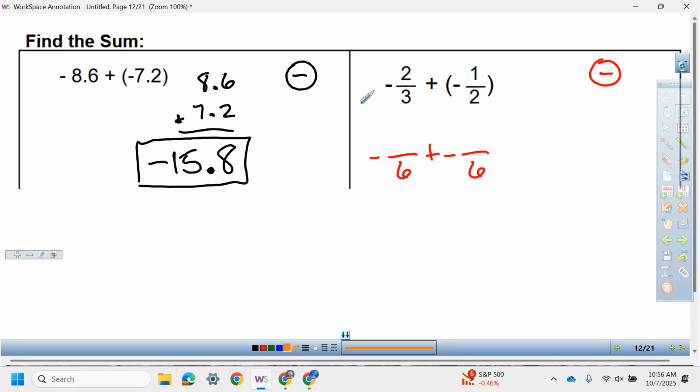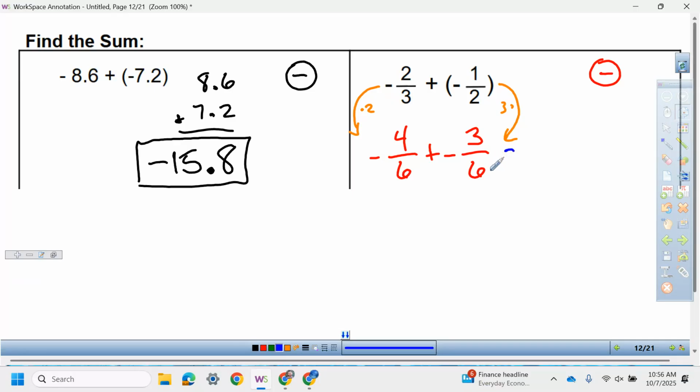Now we have to figure out, how did I get there? To get from that 3 to 6, that was times 2. So 2 times 2 gets me a 4 on top. -2/3 and -4/6 are literally the exact same fractions. For the other one, how do I get from 2 to 6? Well, that would be times 3. So 1 times 3 gets me a 3 on top.